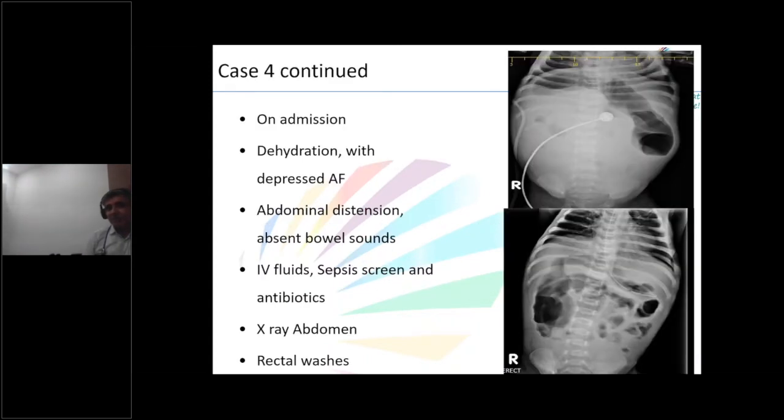So the baby was admitted at 1.5 months of age with dehydration. There was gross abdominal distension. There were absent bowel sounds.